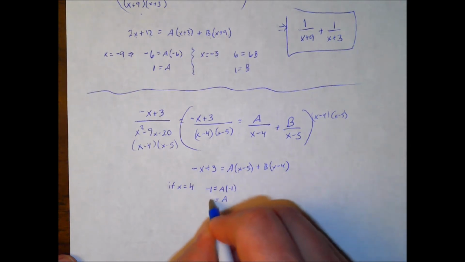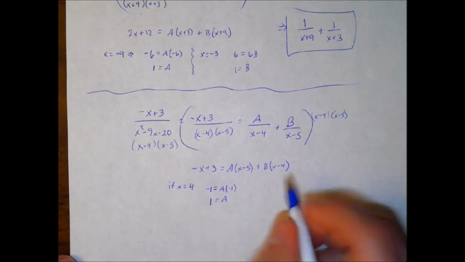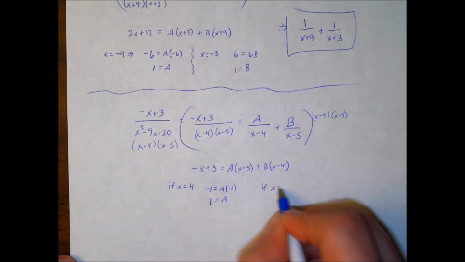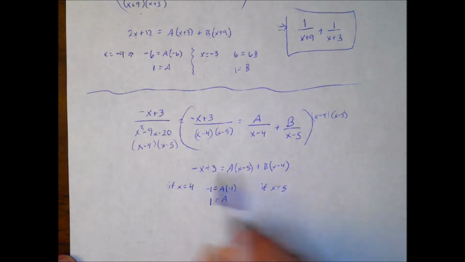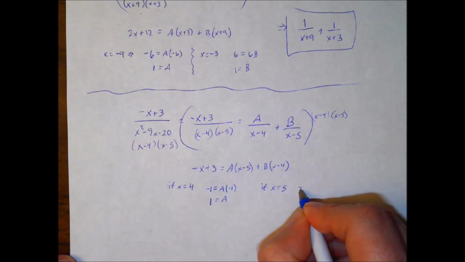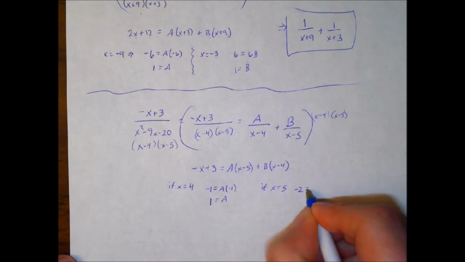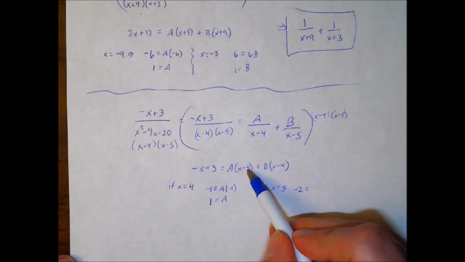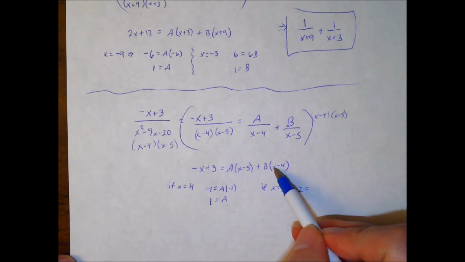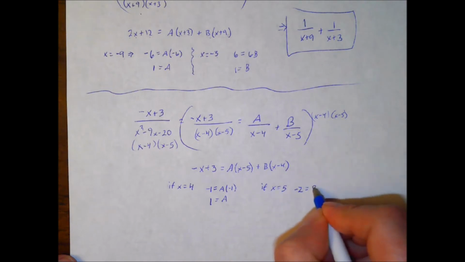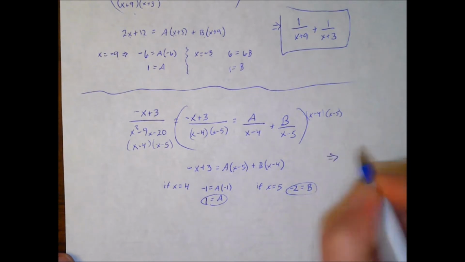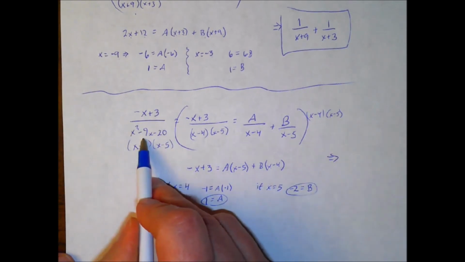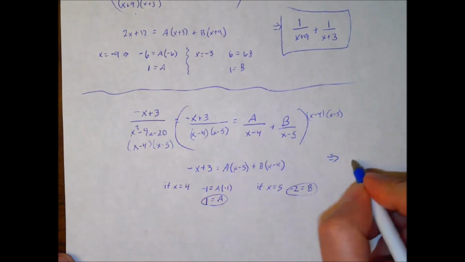Okay, so let's do the other one. If x is 5, -5 plus 3 would be -2. 5 minus 5 is 0, so that crosses out, and I have 5 minus 4, which would be 1, so B is -2. So I get A and B. My answer, I know that this will equal my A, which is 1 over x minus 4, plus my B, which is negative 2 over x minus 5.